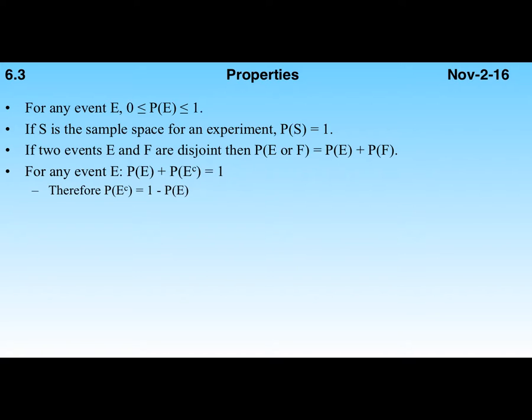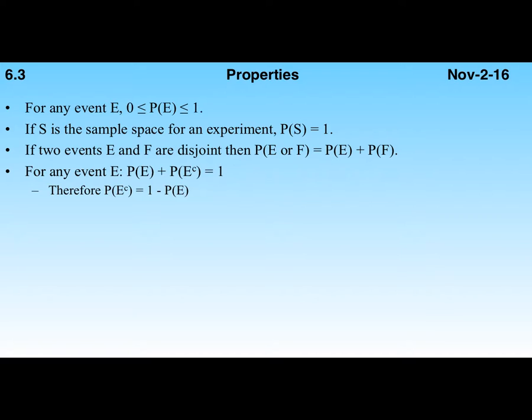What if I'm looking for the AND and they're disjoint? Probability of E and F. What? Speak up. You're right, 0. Remember, disjoint means it can't happen at the same time. So probability of E and F is going to be 0 because it never happens.